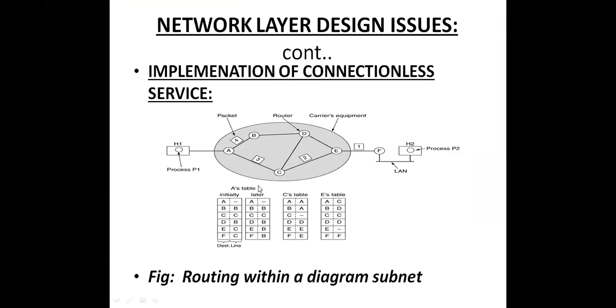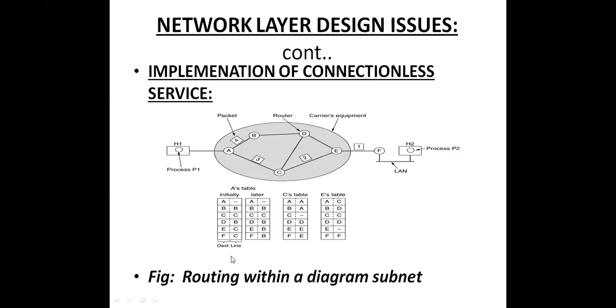Definitely there is a subnet required. A subnet is a combination of routers and transmission lines. Circles are routers. Here we have 5 routers, A, B, C, D, E, in the subnet. Initially it is a connectionless service, right? Each and every node needs to maintain a table called the routing table.